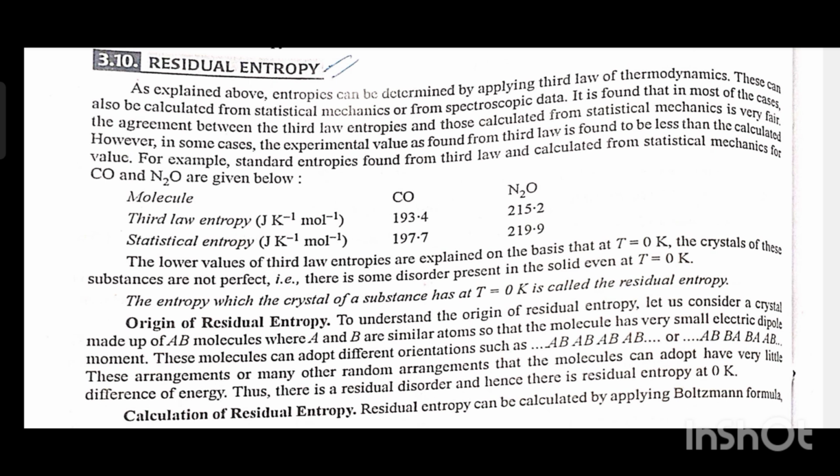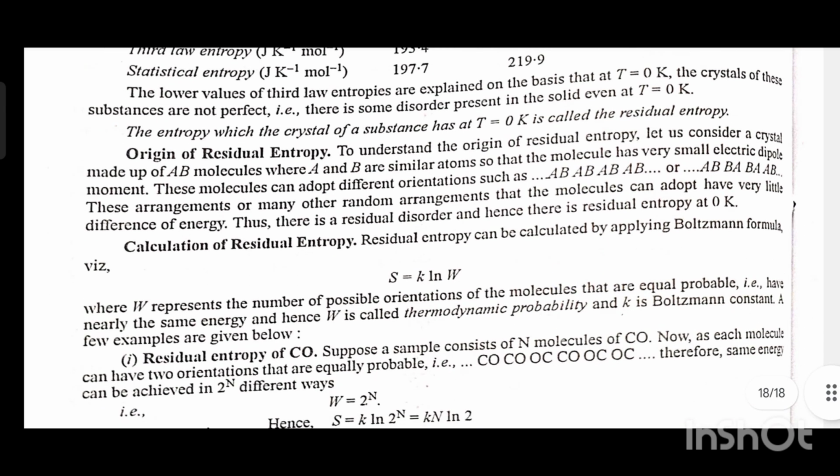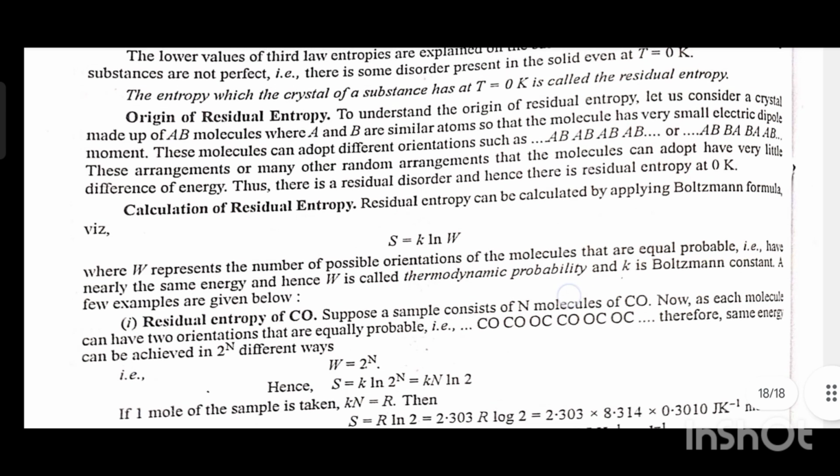The lower value of the third law entropy is explained on the basis that at T is equal to 0 Kelvin, the crystals of these substances are not perfect. That is, there is some disorder present in the solid even at T is equal to 0 Kelvin. The entropy which the crystal of a substance has at T is equal to 0 Kelvin is called residual entropy.